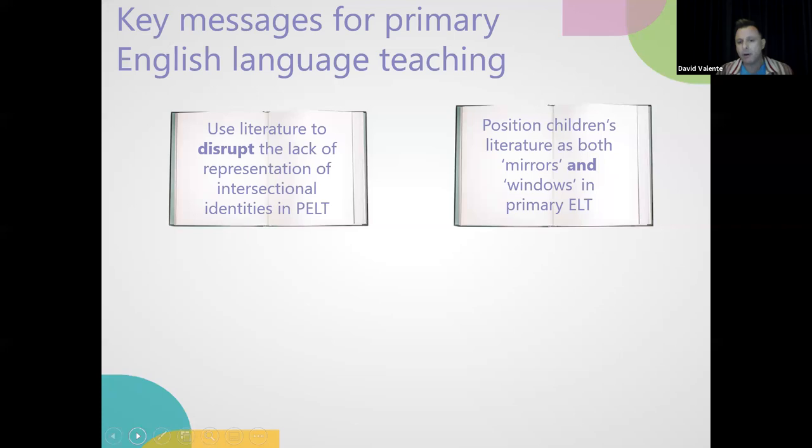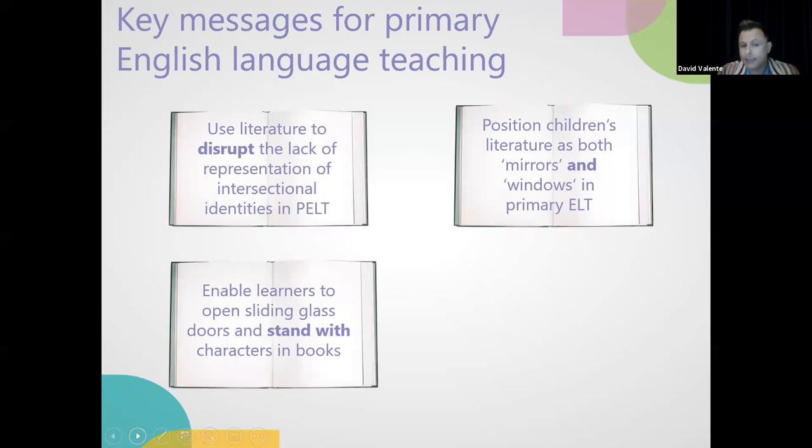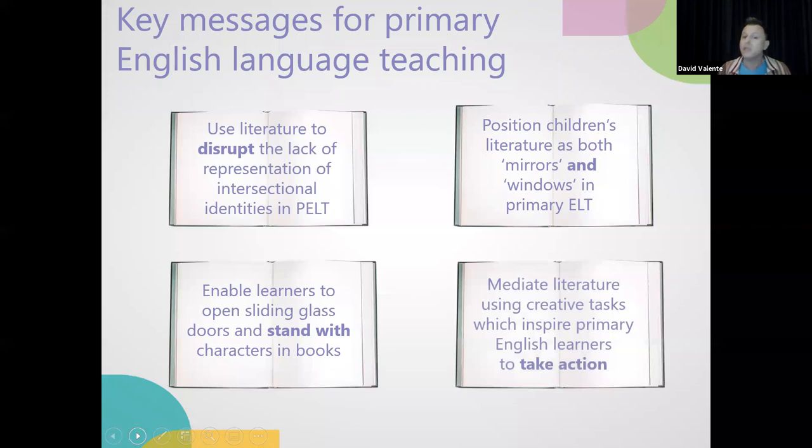Thinking about mirrors and windows, in the sense of when the children are exploring a character's experience in these books, they then use that experience to reflect on themselves and their own lives through personalization. So it's a two-way reflection process rather than othering or essentializing. Enabling learners to open those sliding glass doors then, so to empathize with the characters in books, to really go deep into their feelings, into their experiences, into their emotions, and do that through creative tasks, through mediating, so our scaffolding, our techniques and our tasks and activities, to ultimately and hopefully, because we can never be sure, but hopefully inspire the children to want to, through their English lessons, take action to ideally make the world a better place.